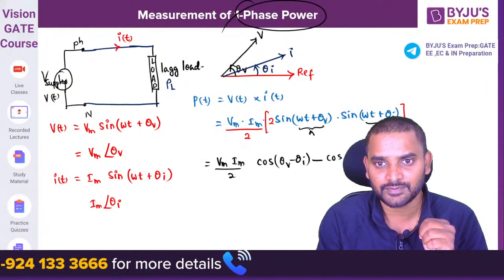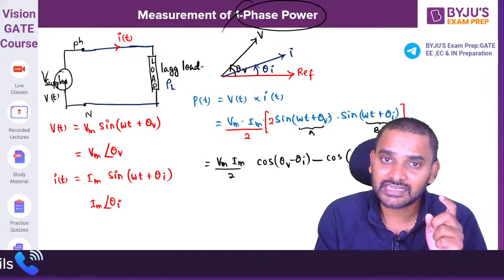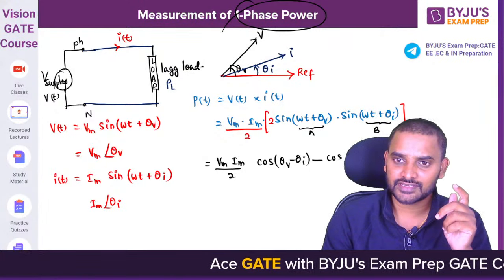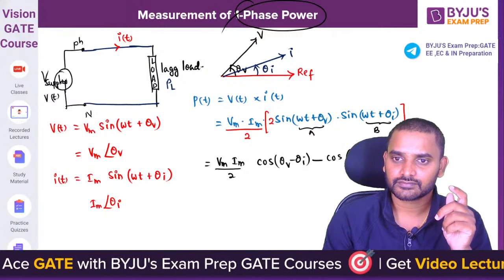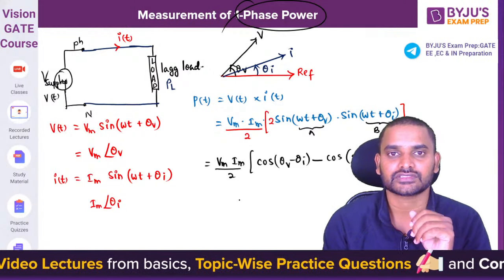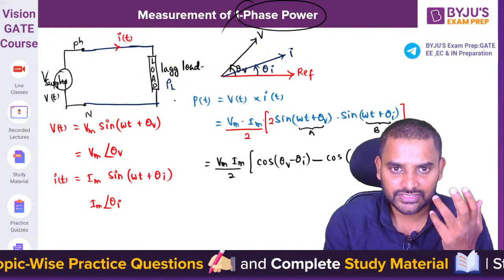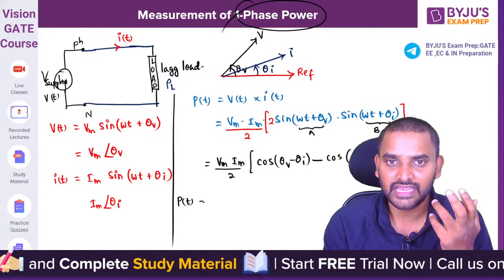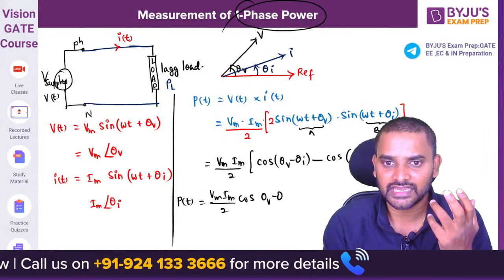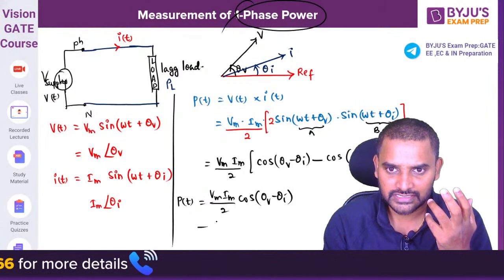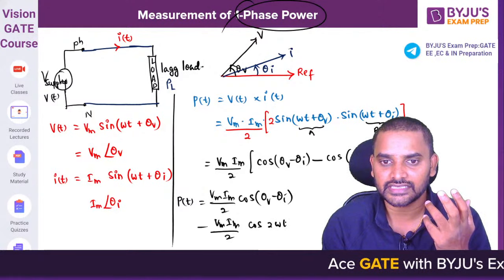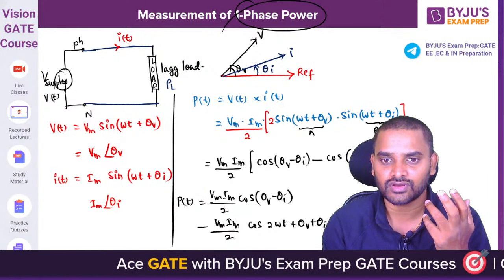If you add up the A term and B term, you will be getting omega t plus omega t, the 2 omega t term, and theta V plus theta I. So this is how it looks. If you see the power component, P of t has Vm Im by 2 into cos of theta V minus theta I. This is one term. Minus Vm Im by 2 cos of 2 omega t plus theta V plus theta I. This is one more term.